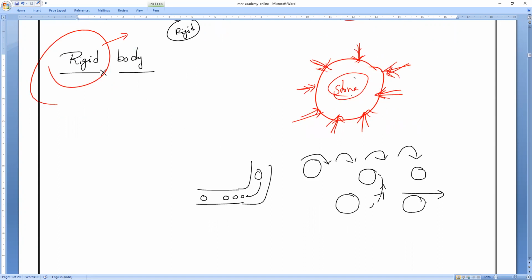Everybody clear? So what is a rigid body? A rigid body is one which will not deform under the action of a number of forces. That is called a rigid body. Write it. A rigid body is like a stone, so we can take that as an example.